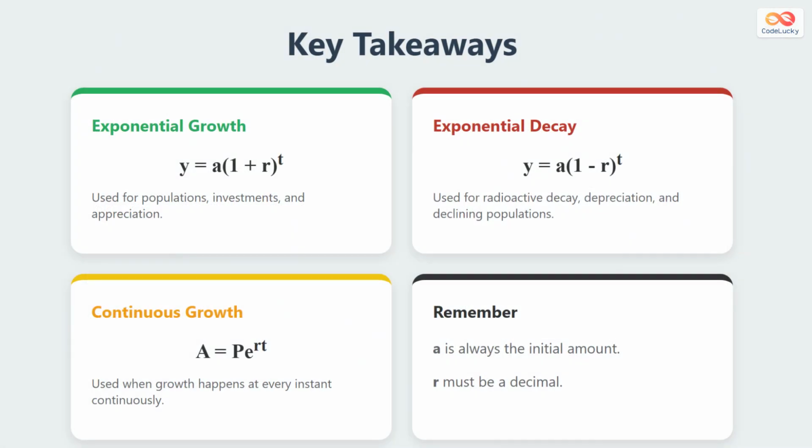To wrap up, remember these key formulas. Use 1 plus r for growth when things are increasing, and 1 minus r for decay when things are decreasing. If you encounter continuous growth, switch to the formula using e. Always double-check that your rate is converted to a decimal before calculating.